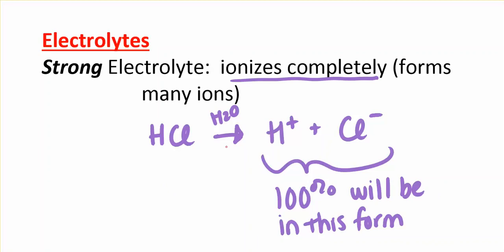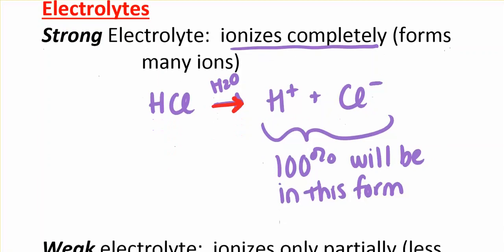Notice this arrow. The way we write the arrow is important, because since I wrote it going forward only, that means that when you put this in water, it breaks apart and these stay apart. They don't go back together.